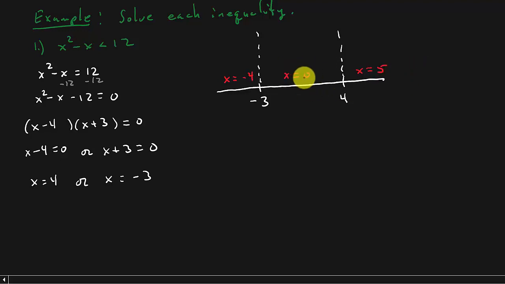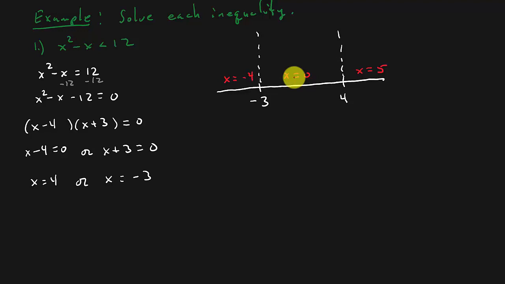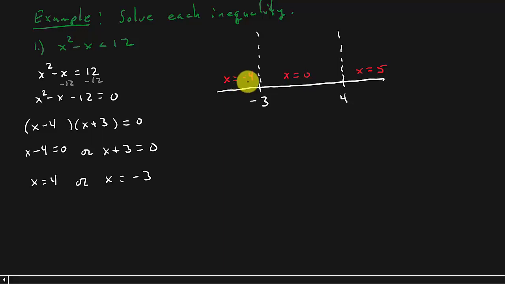You could choose 1/2 in the middle here if you wanted to. But why would you do that? Just pick something easy. That's all you got to do. Okay? All right. Now, let's test out x equal negative 4. Okay? Test x equal negative 4.